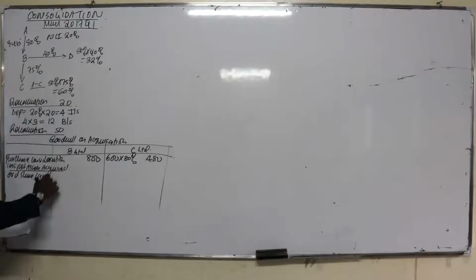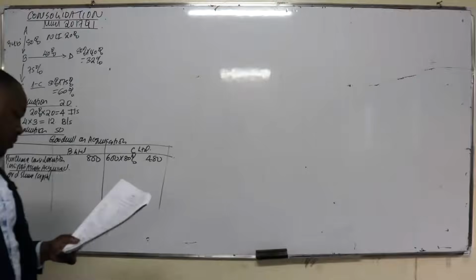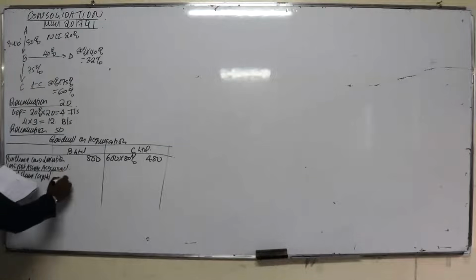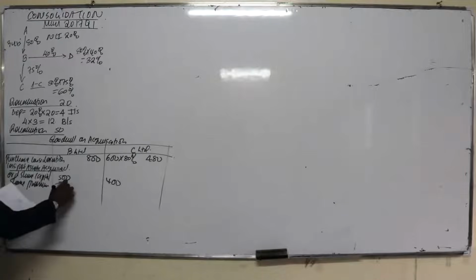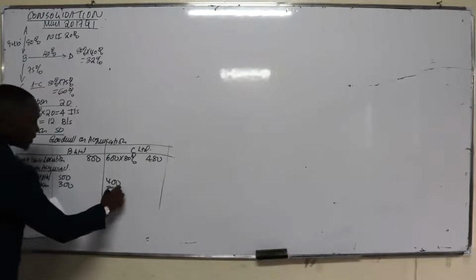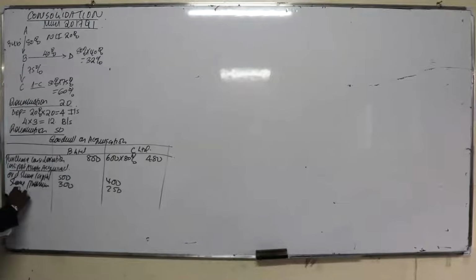In the equity, we have ordinary share capital. How much is the ordinary share capital? So for B, it's 500. We have 400. Then we have share premium. Share premium, we have 300. We have 250. Then we have retained earnings. For retained earnings, they take pre-acquisition.